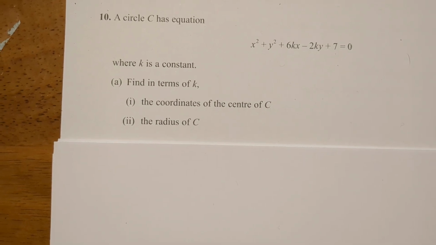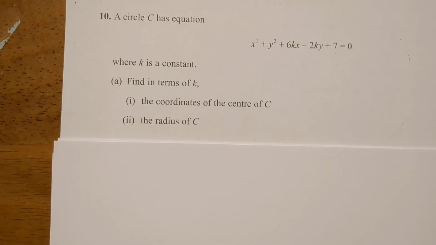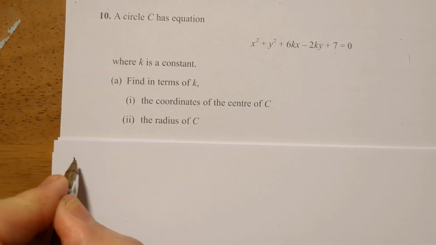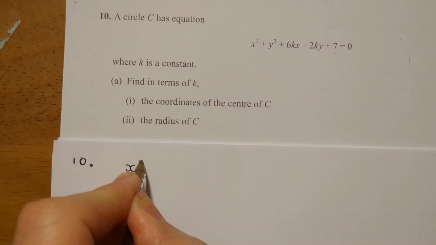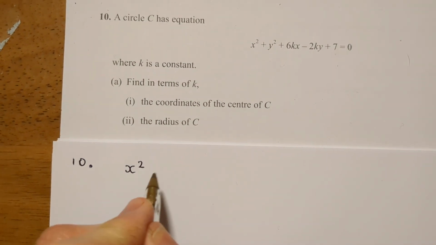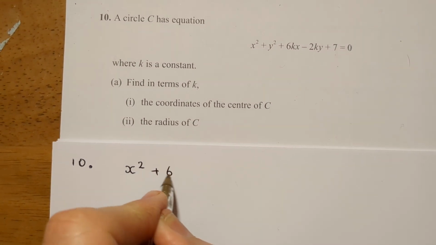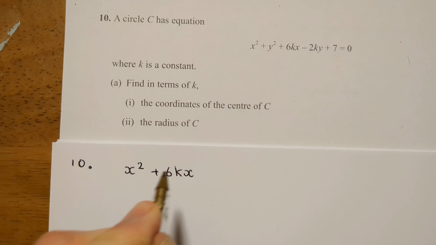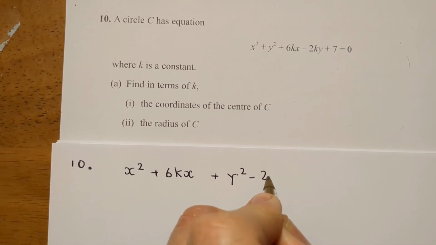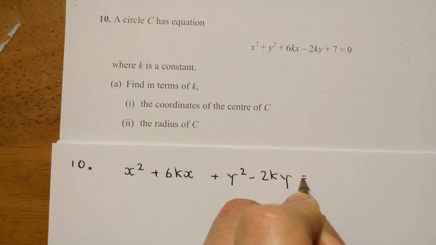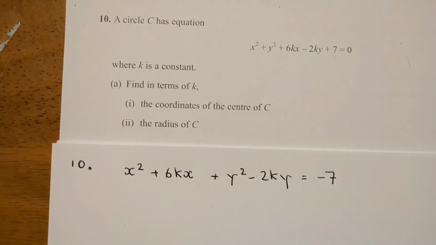Okay, a circle C has the equation x squared plus y squared plus 6kx minus 2ky plus 7 equals 0. They want us to find the centre and the radius. So this is a bog standard question. I'm going to write it as x squared plus 6kx plus y squared minus 2ky equals minus 7.